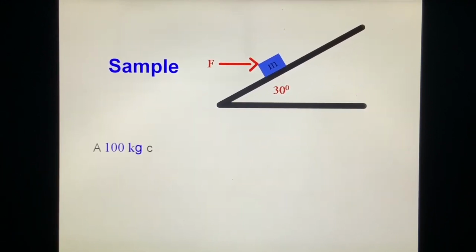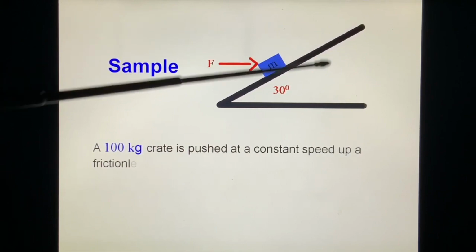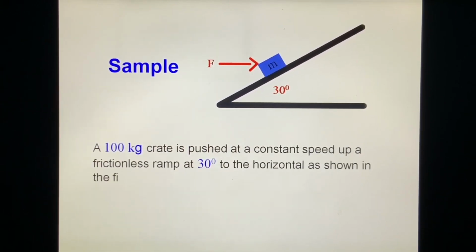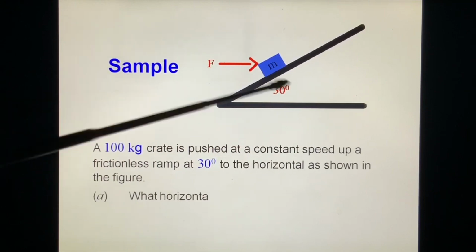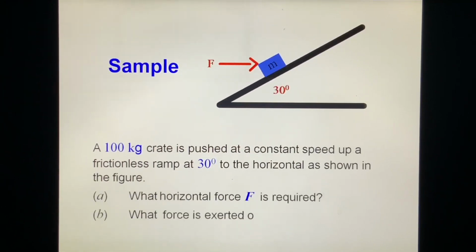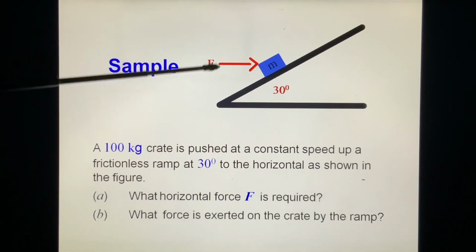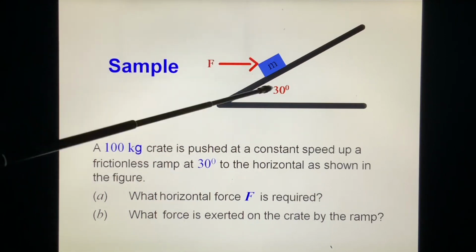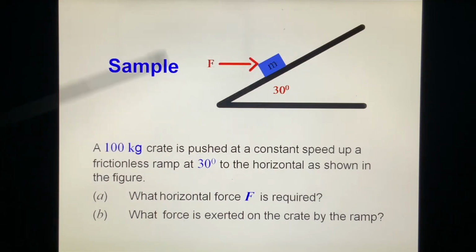Sample. A 100 kilogram crate is pushed at a constant speed up a frictionless ramp at 30 degrees to the horizontal, as shown in the figure. Question A. What horizontal force is required? B. What force is exerted on the crate by the ramp?